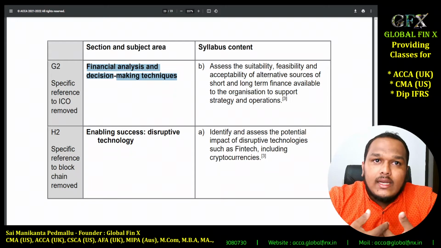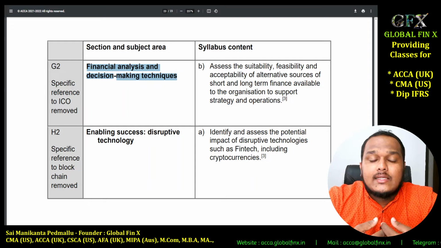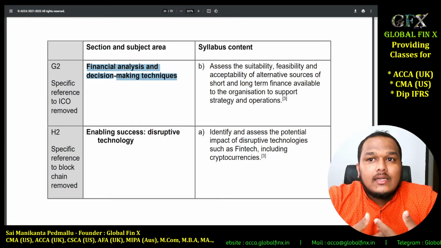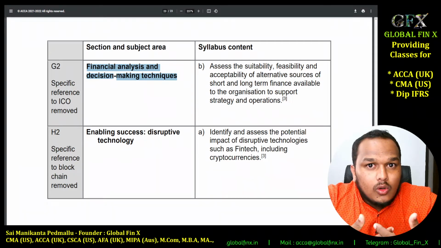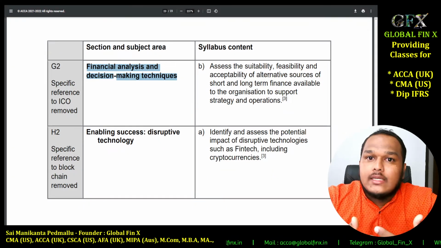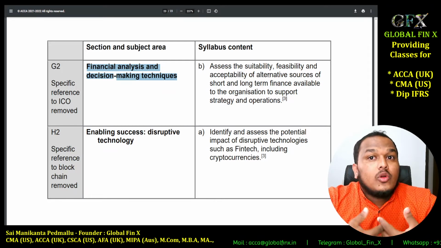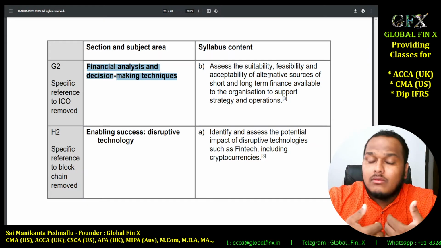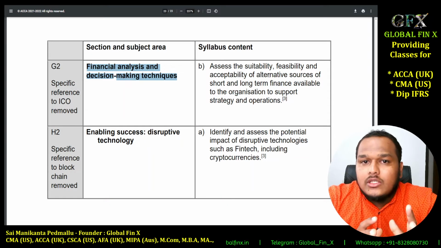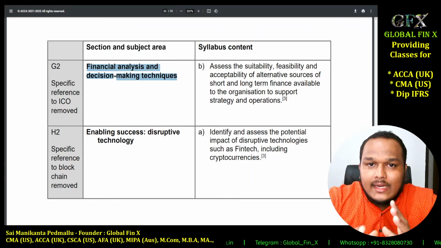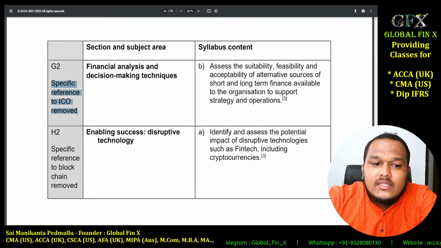So for this ICO, not much information is available to the students as such, and ACCA also understands that it's not relevant for the students to actually know the intricacies involved in ICOs, cryptocurrencies and all. It's okay for them to know about that stuff. It is mandatory for them to know about accounting and other implications and other aspects, but students usually are not expected to have technical knowledge about these ICOs, cryptocurrencies and all that stuff. So basically they just said that a specific reference to ICO has been removed.